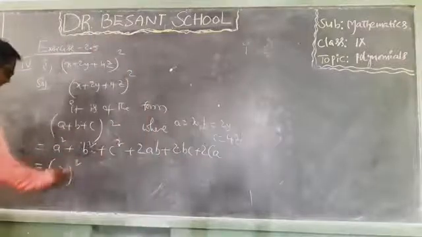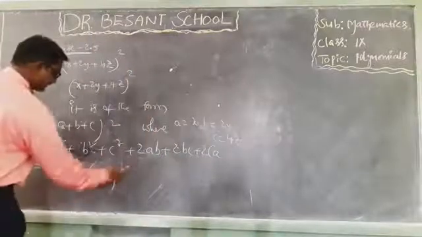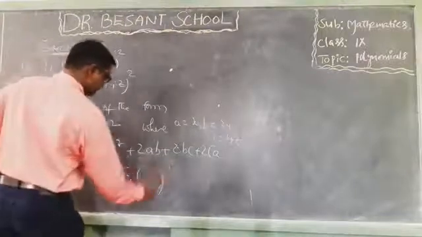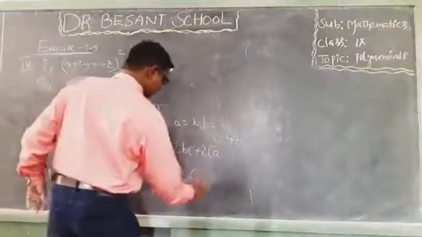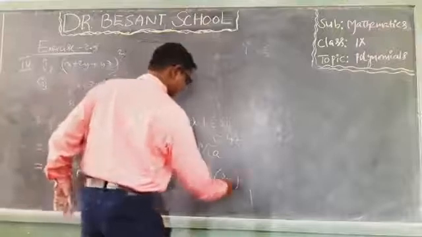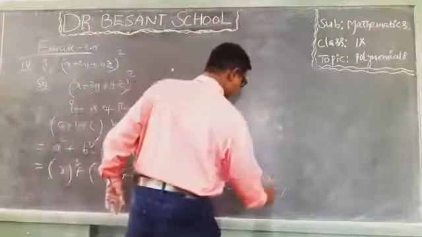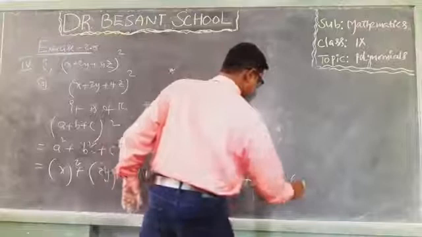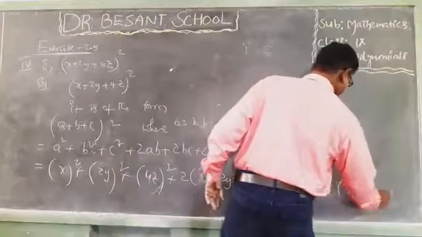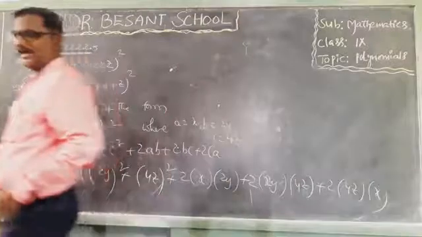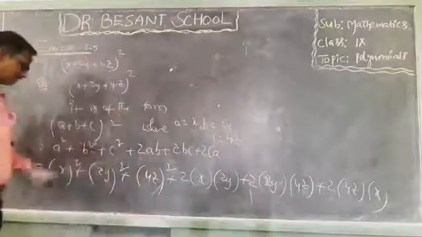A square means x square, plus b square means (2y) whole square, plus c square means (4z) whole square, plus 2 into a means x, b means 2y, plus 2 into b means 2y, c means 4z, plus 2 into c means 4z, a means x. Okay, children, I replaced all those values in the formula.